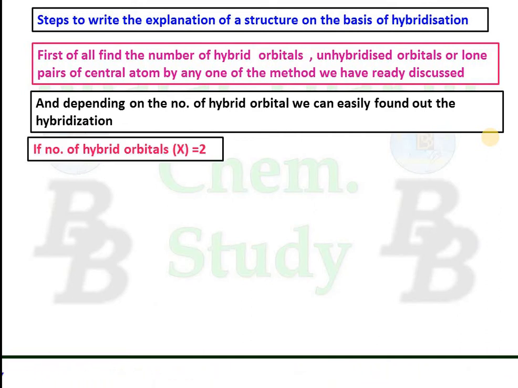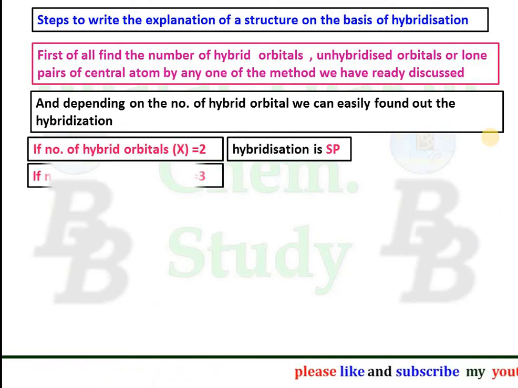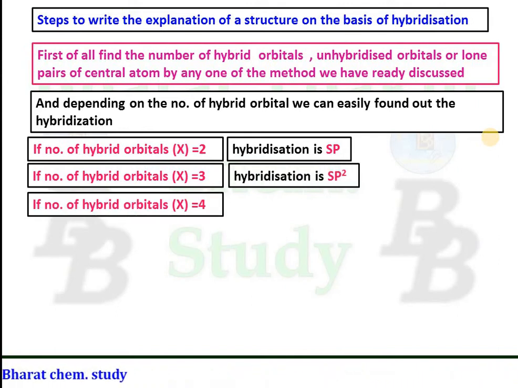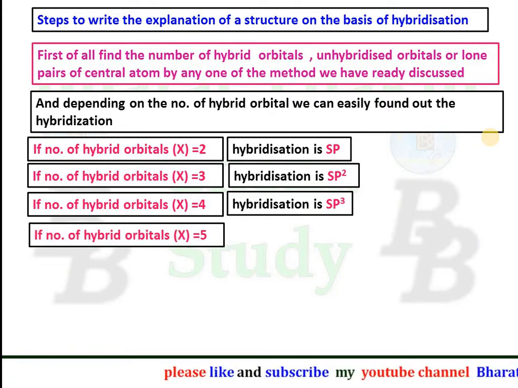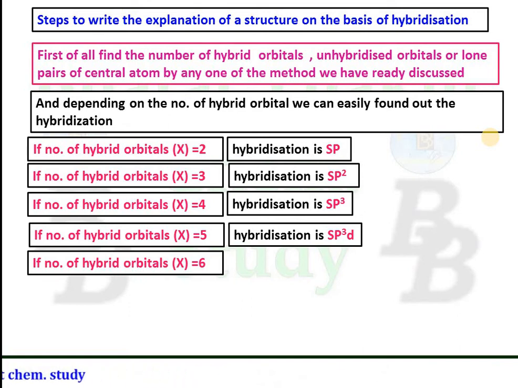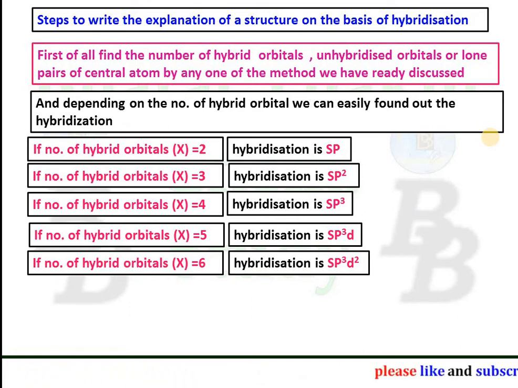If the number of hybrid orbitals is 2, the hybridization is sp. If the number of hybrid orbitals is 3, then the hybridization is sp2. If the number of hybrid orbitals is 4, then the hybridization is sp3. For 5, the hybridization is sp3d. For 6 hybrid orbitals, the hybridization will be sp3d2.